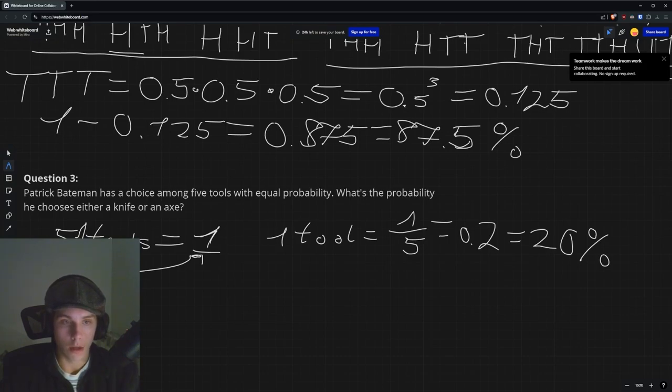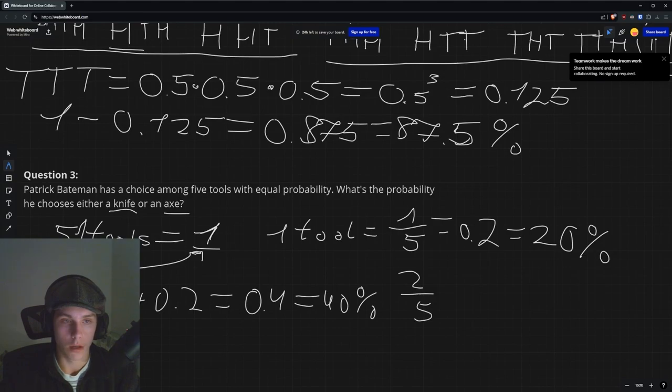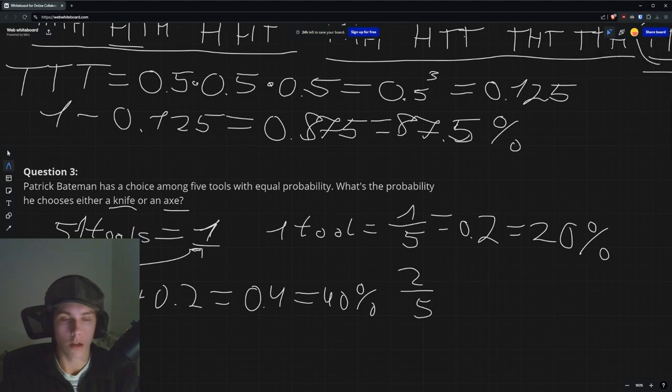So that means the knife probability is 0.2 and the axe probability is 0.2. That means we just do 0.2 plus 0.2 equals 0.4, also known as 40%. Simple. Another solution would be to just know that we have 5 tools and we need 2 of them, so it's just 2 out of 5 because the tools have equal probability. If the probabilities were different for each tool, then it would have been different, but this is the simplest case.